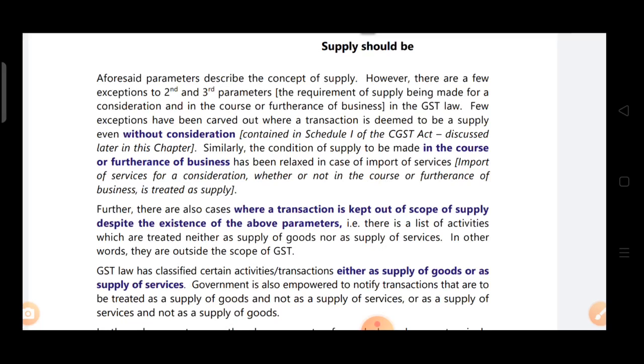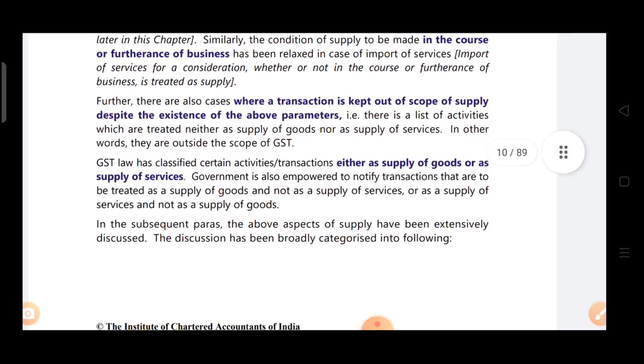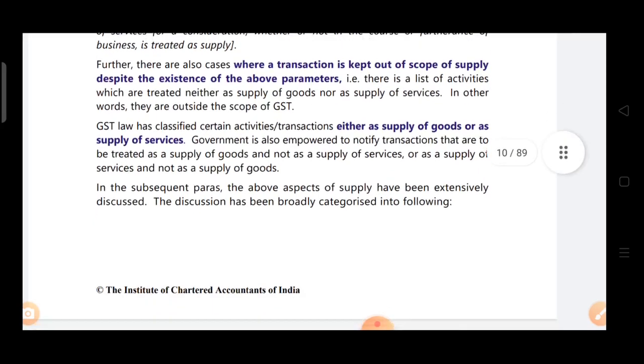Now, GST law has classified certain activities or transactions either as supply of goods or as supply of services. The government is also empowered to notify transactions that are to be treated as supply of goods and not as supply of services, or as supply of services and not as supply of goods. In Schedule 2 you will find the list of activities which are either supply of goods or supply of services. The government notifies this by a notification in the official gazette. In the subsequent paras, the above aspects of supply have been extensively discussed. The discussion has been broadly categorized into the following.